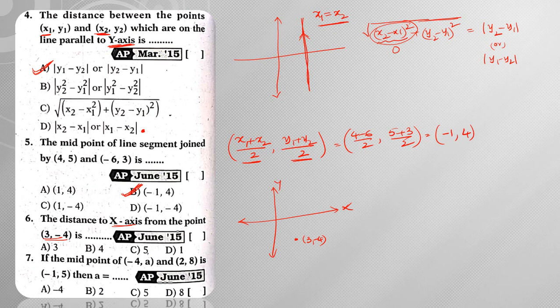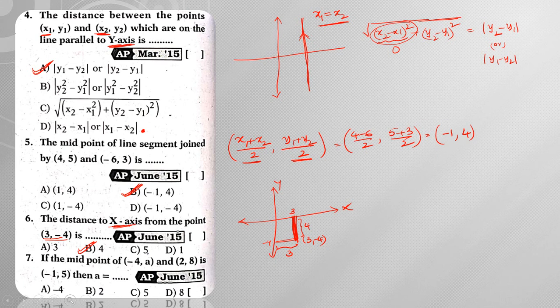So this is 3 units from the y-axis and 4 units from the x-axis, right? So this is 3 and this is minus 4, right? Now this distance is 3 units and this distance is 4 units. Now what is he asking? The distance to x-axis. So to x-axis means this distance we need to find. Hence the answer is option B.